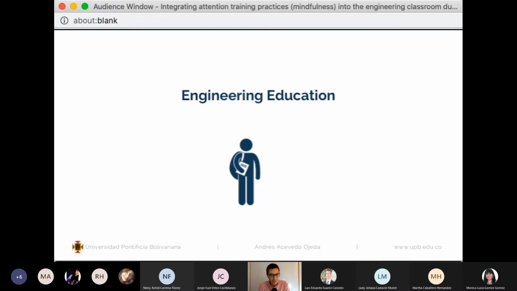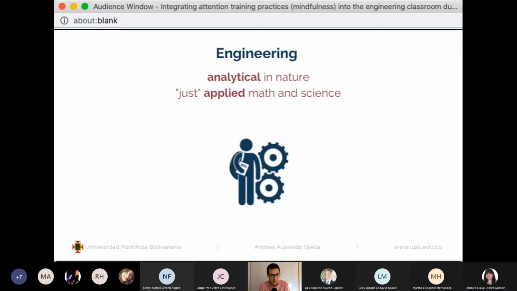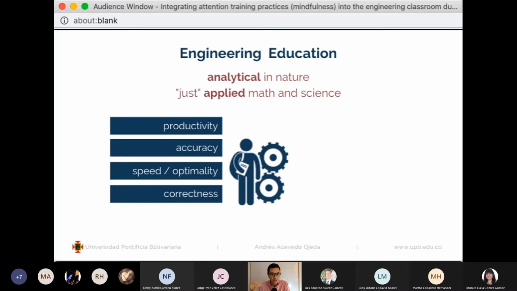We have made the mistake of understanding engineering in a very narrow way, as analytical in nature, right? A common misconception is that engineering is just applied math and applied sciences. So when we think of engineering education, we think in terms of factors such as productivity, accuracy, speed, optimality, correctness. We believe this is what engineering students should learn.